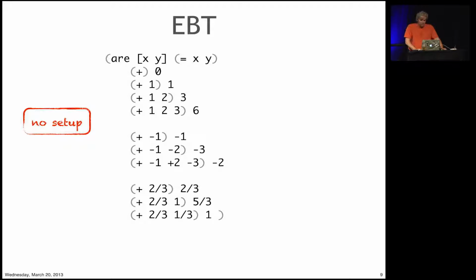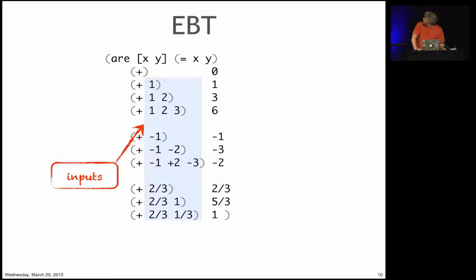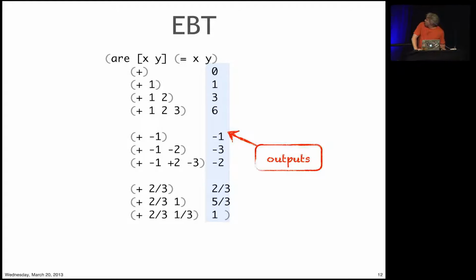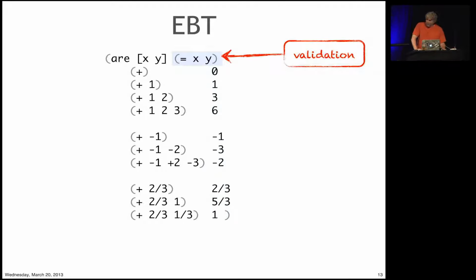But the rest of it proceeds exactly as in the previous slide, even though it's written in a different language. You have inputs. You have execution against those inputs, which in this case is a lot of plussing. You have outputs. And you have validation of those outputs, which says the form on the left, when evaluated, x, ought to be equal to the form on the right, y. So most of you are probably used to writing these example-based tests.